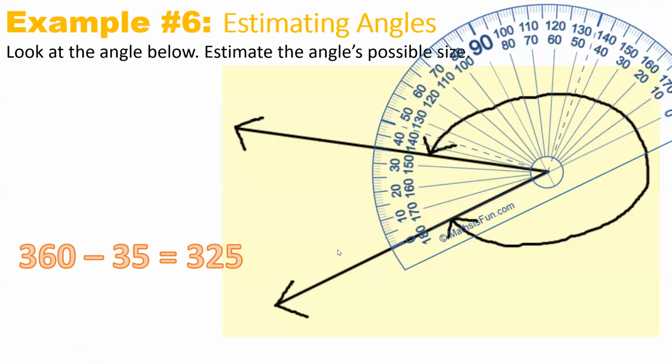So again, we start at 0. Then we go to 10, then 20, then 30, then 35. And so we minus 35 from 360, we get 325. Great. Does that make sense? Does that make sense? Yes, sir. Okay, good.